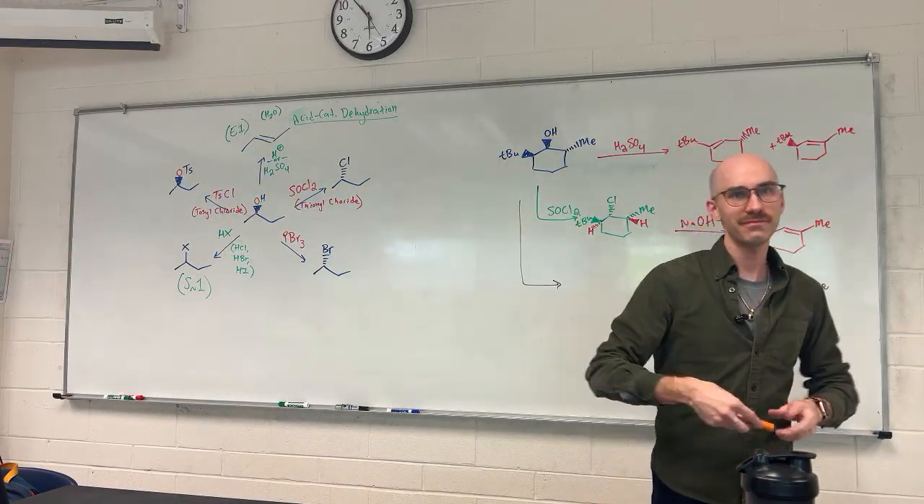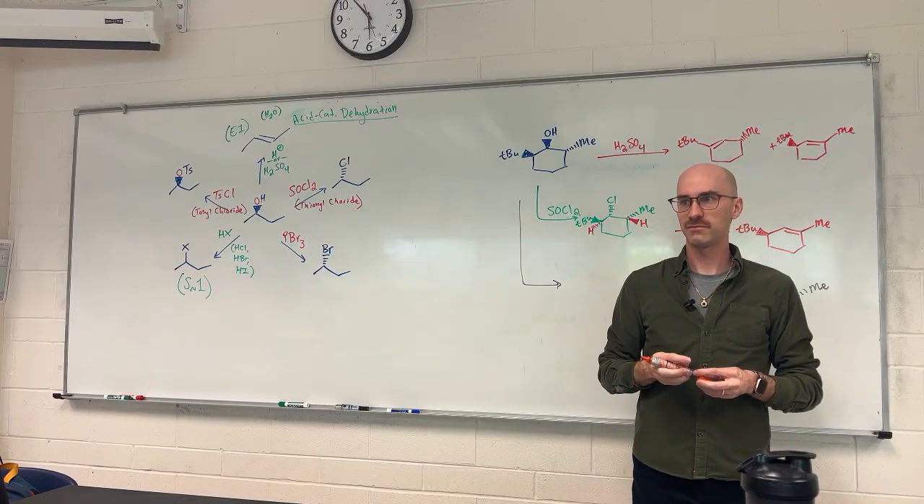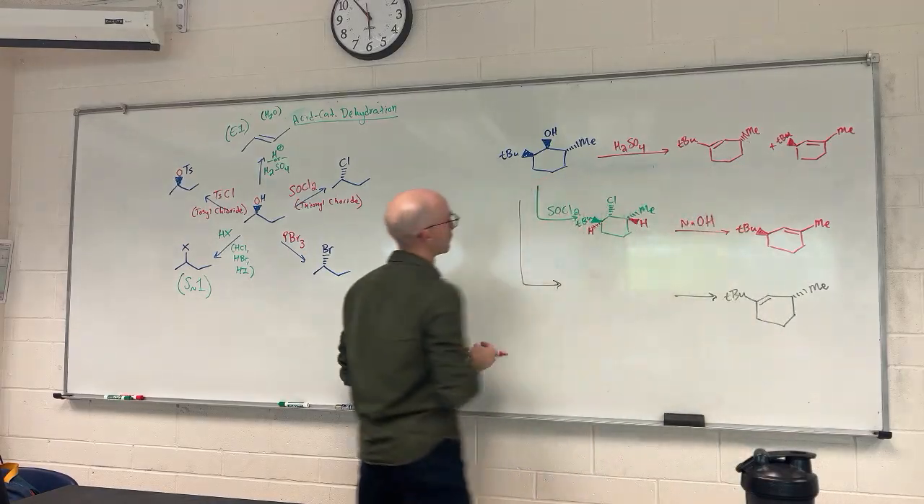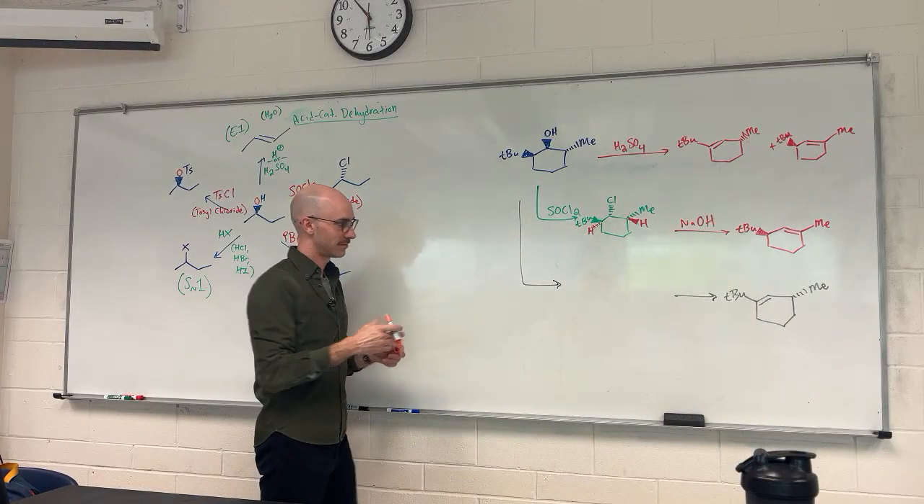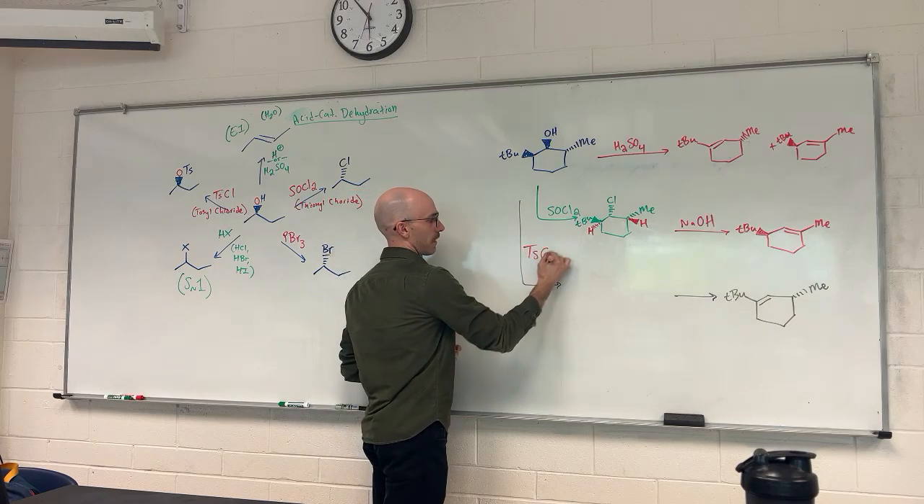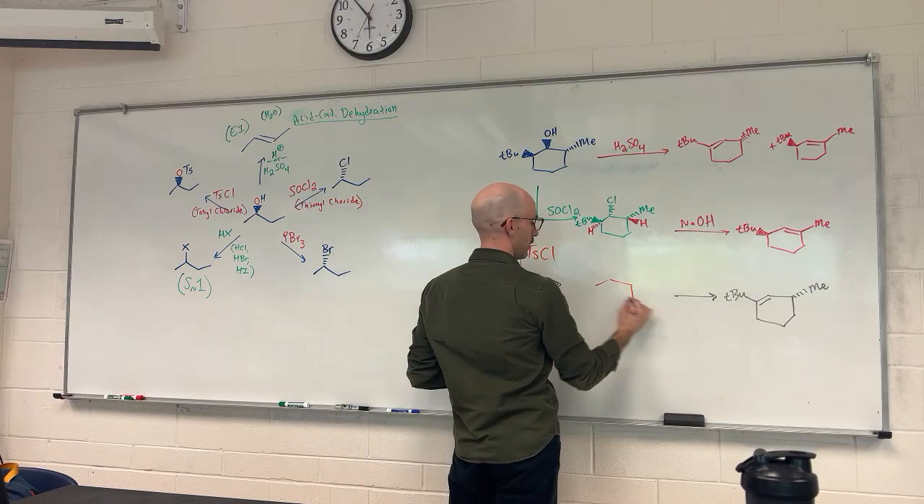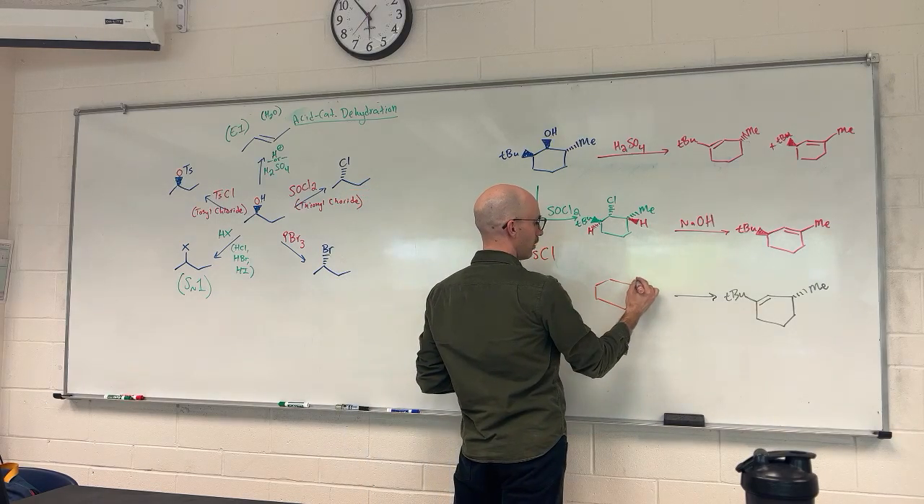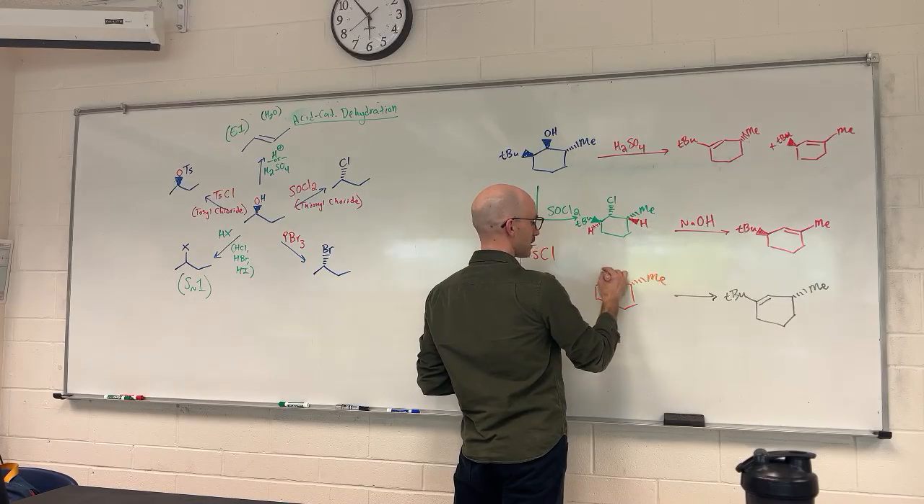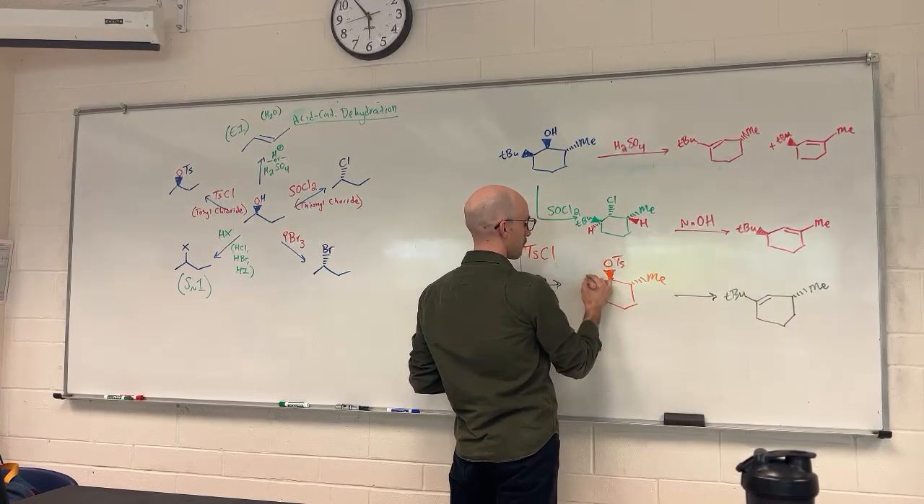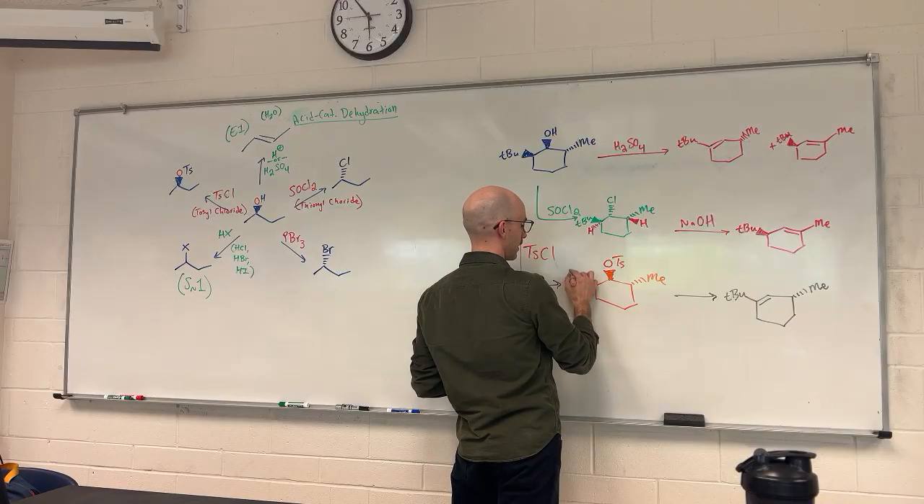Ready? Jordan? What should I introduce? Tosyl chloride converts the alcohol into a tosylate, but does what with its stereochemistry? Preserves it. Exactly. Keeps it the same.